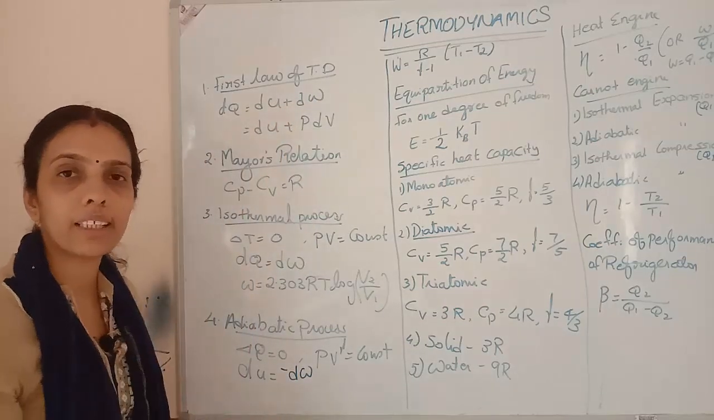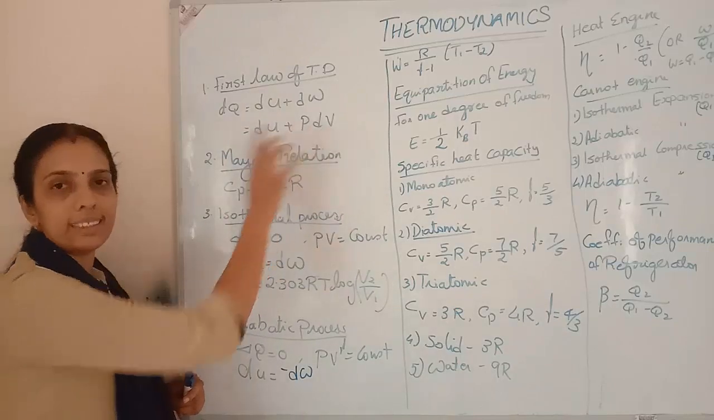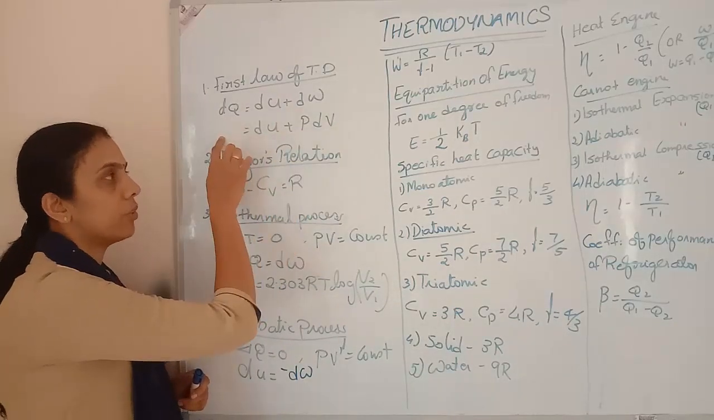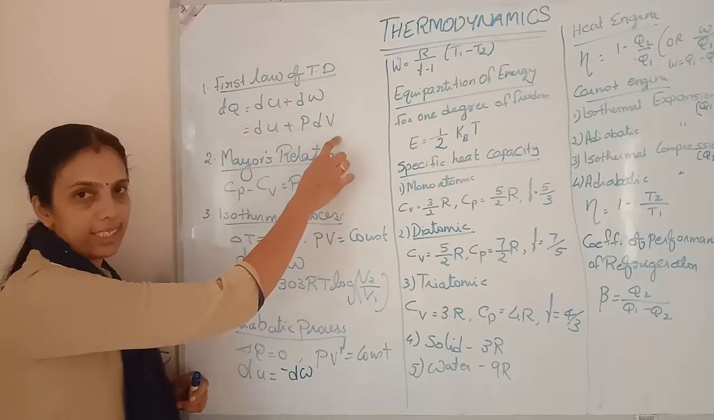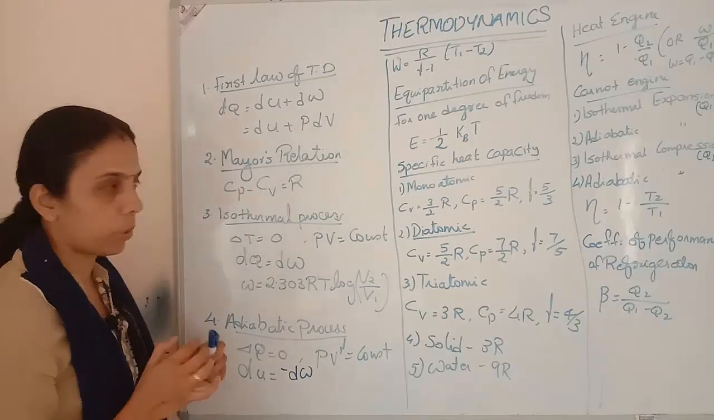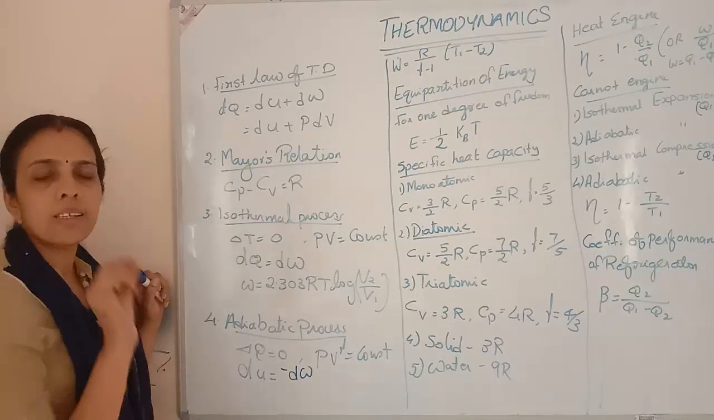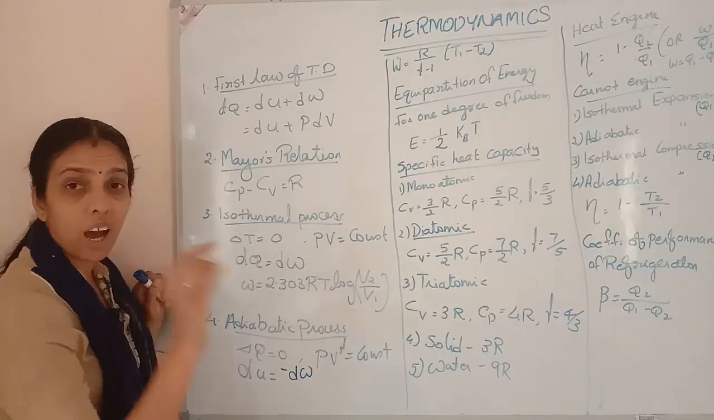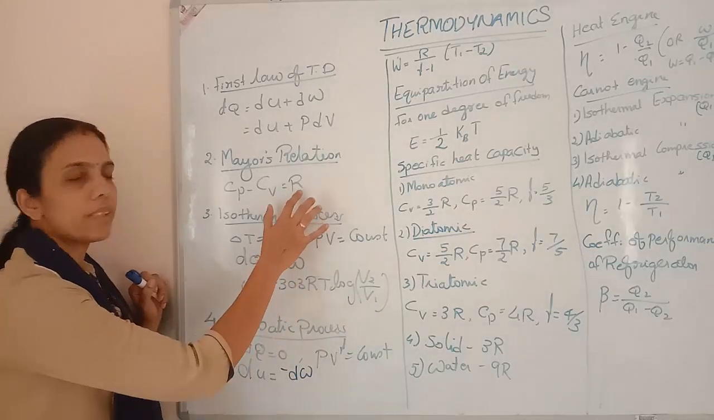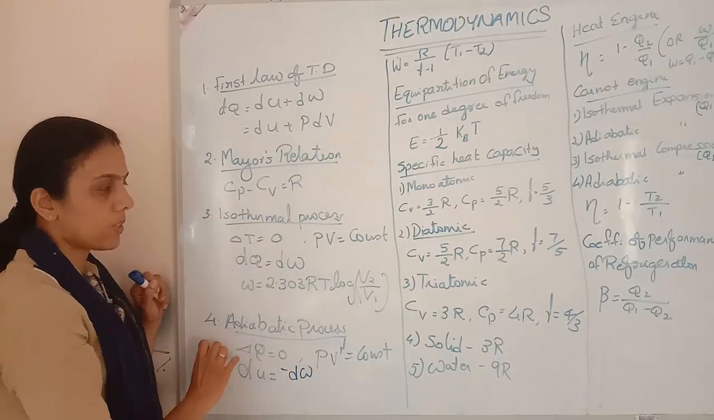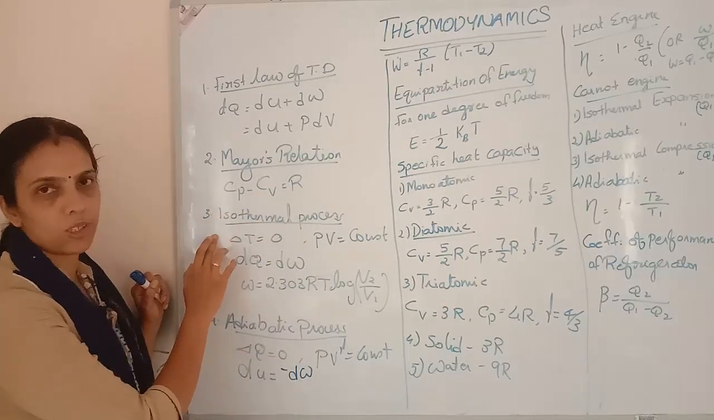dw, how can we write it down? Work done equals P delta V. So dw equals P delta V, therefore dq equals du plus P delta V. That formula is also important. Next is Mayer's relation. Cp minus Cv equals R. R is the universal gas constant. Then the different processes. Isothermal process.